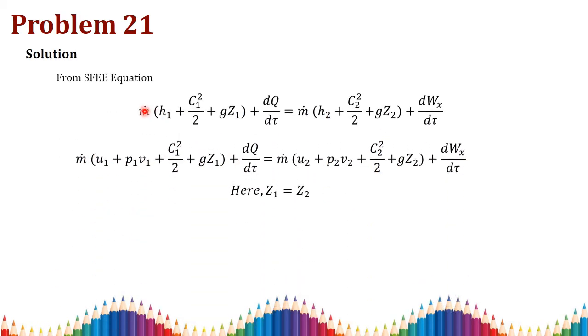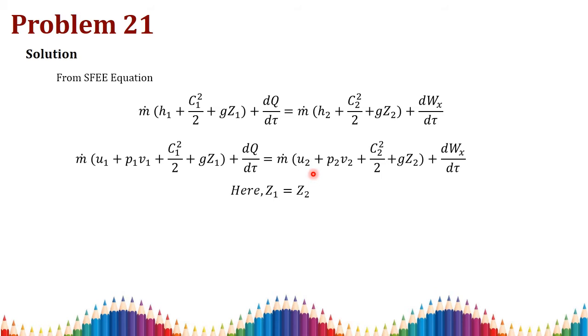So from the steady flow energy equation, I am considering mass flow rate because mass flow rate is given in the equation. So m dot into h1 plus c1 square by 2 plus gz1 plus dq by d tau, which is equal to m dot into h2 plus c2 square by 2 plus gz2 plus dwx by d tau. With this, h is equal to u plus pv, so I can expand the enthalpy terms as internal energy plus pressure into volume. In a similar way, I can also write h2 is equal to u2 plus p2 into v2.